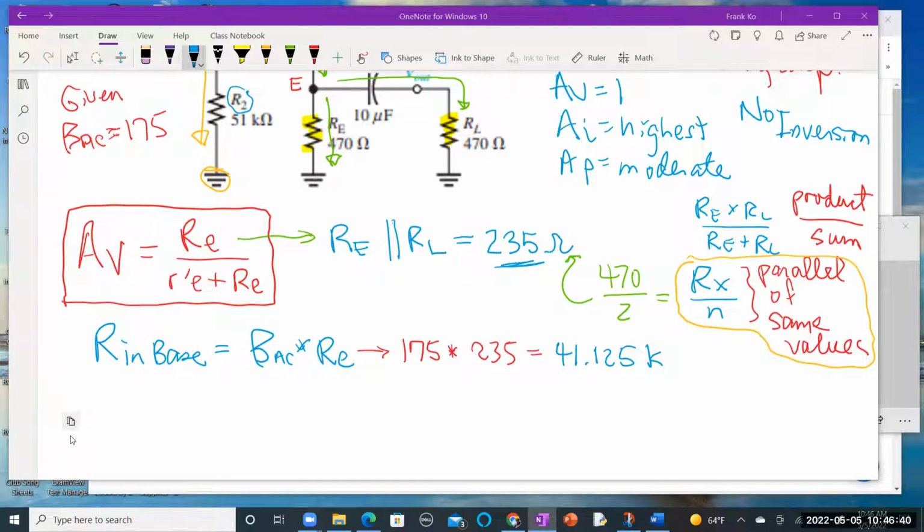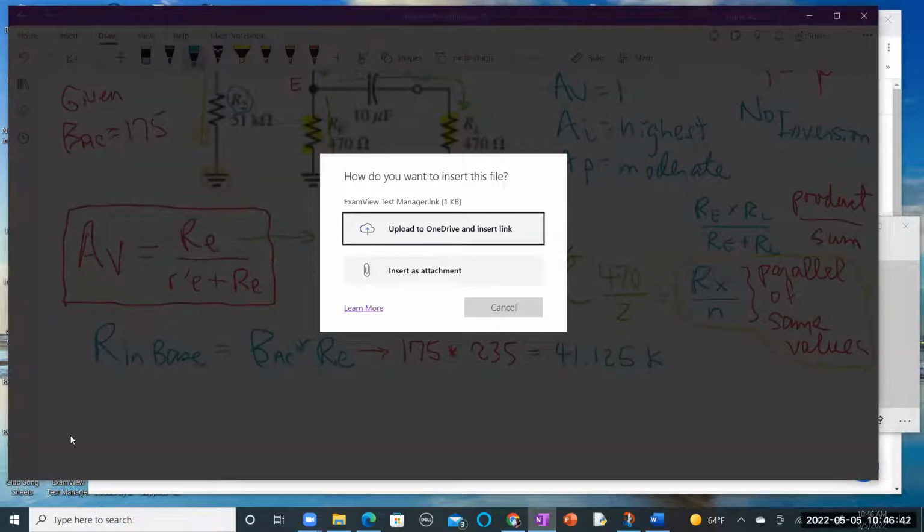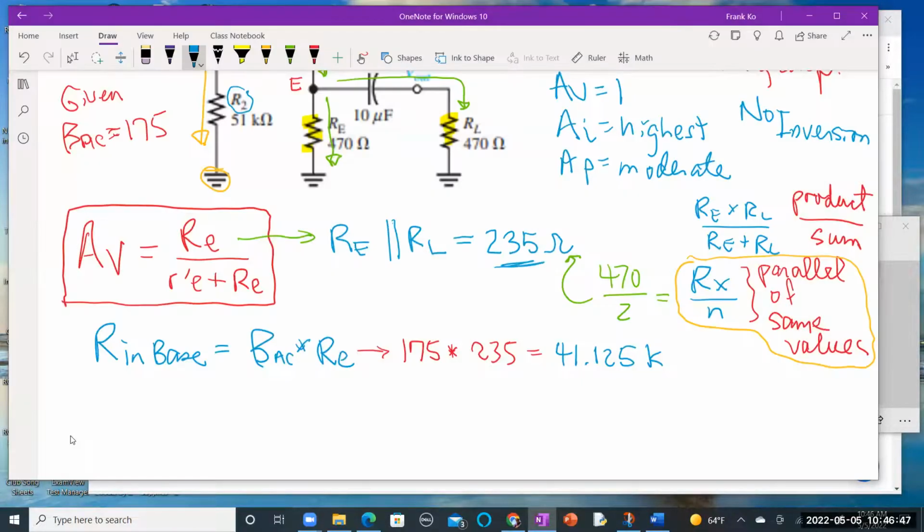Okay, girl. Oops. Ah, what happened? No, I don't want to. Go away, go away, go away. Cancel, cancel. K equals kilo does not equal kilo. Okay, you might have a kilo pair of pumps, but you don't have a kilo pair of pumps. Okay, so let's not call it kilo, it's kilo. All right, so you're right, it's 41.125 kilo ohms.